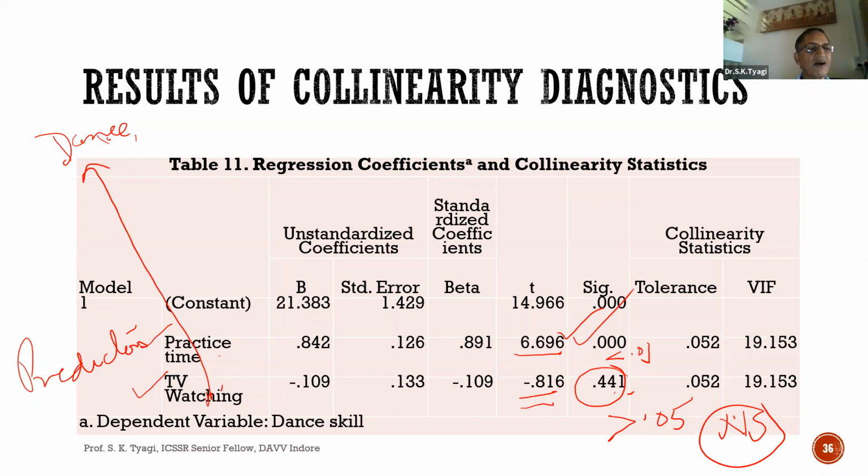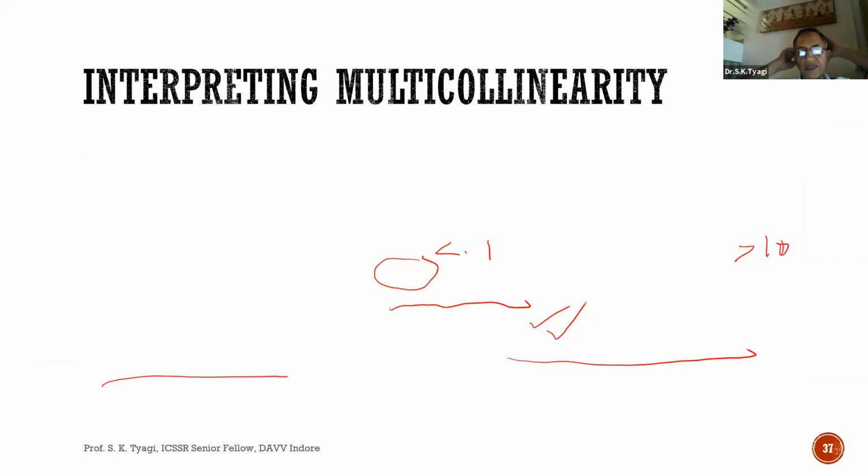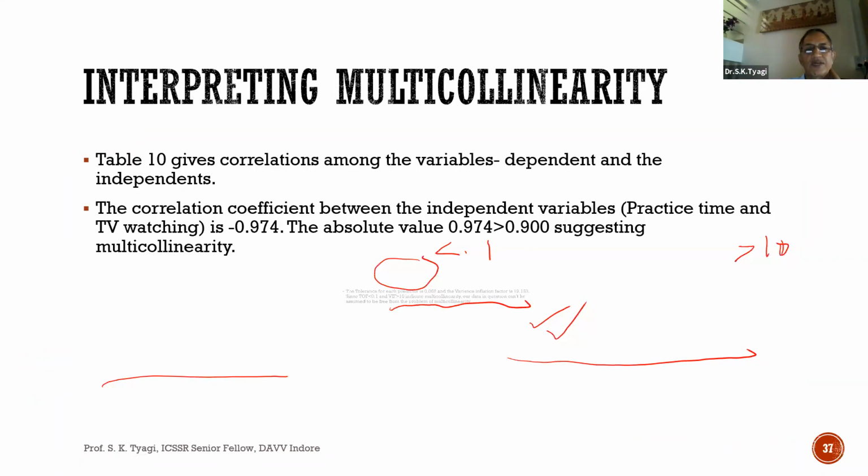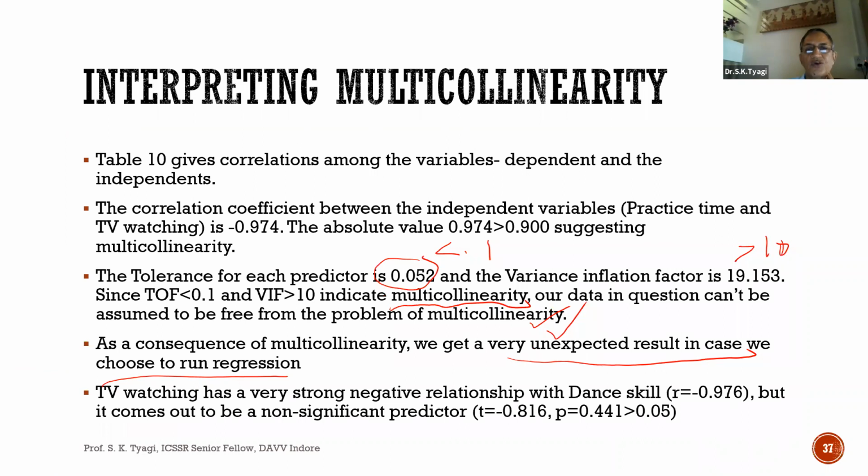Now this is a very unexpected sort of result. We will be at a loss to interpret this cogently. Therefore, we have to get rid of this multicollinearity problem. And now it is about interpreting multicollinearity, which we have already told you.